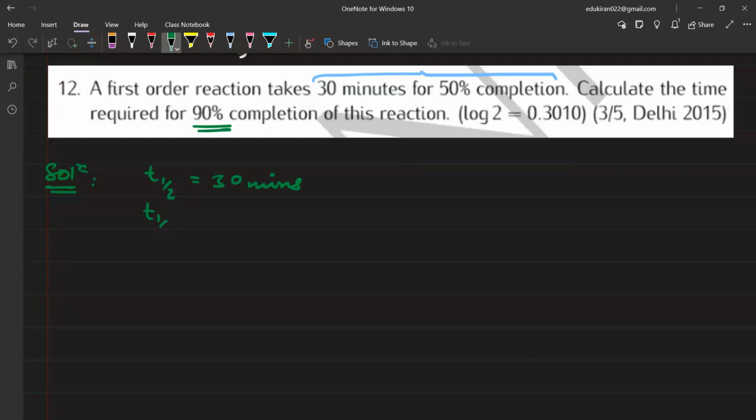So T half is equal to 0.693 divided by K. Therefore, K is equal to 0.693 divided by T half, and T half is 30 minutes. So my K will be equal to 0.693 divided by 30 minute inverse.